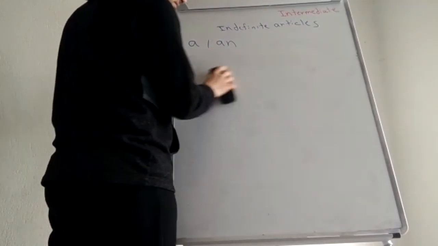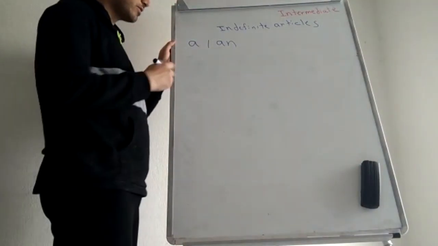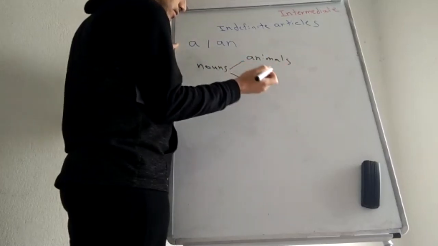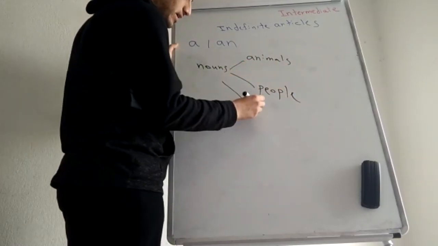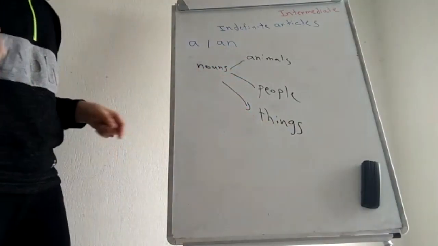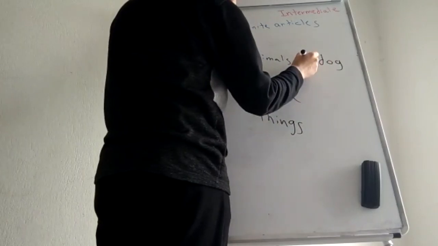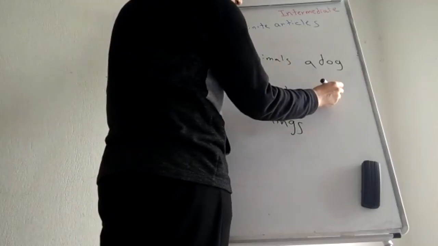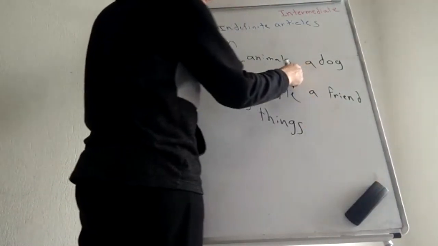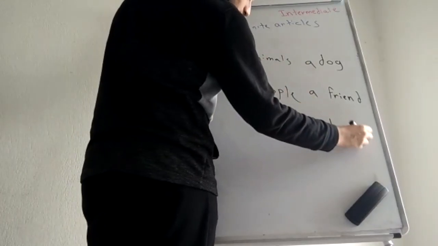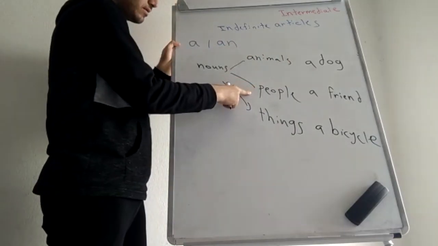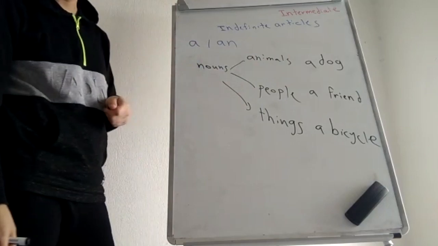Okay. So, what about countable nouns or nouns in general? The nouns might be animals or people or even things. For example, animals, dog. We say a dog. People, for example, a friend. Things, for example, whiteboard or bicycle. So you see here, the noun might be an animal, a person or a thing. So these are the nouns.